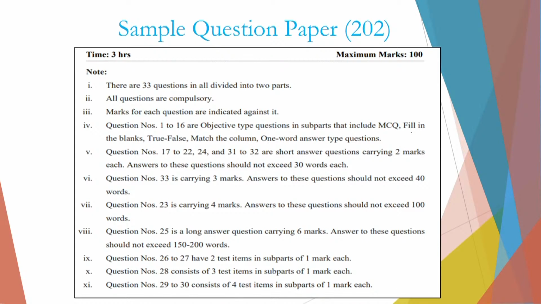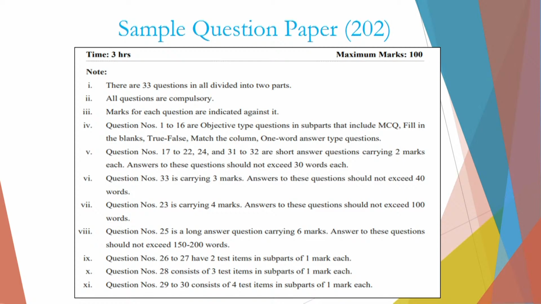Question numbers 1 to 16 are objective type questions in subparts that include MCQ, fill in the blanks, true false, match the column, one word answer type questions, and so on. Question numbers 17 to 22, 24 and 31 to 32 are short answer questions carrying 2 marks, that is the VSA, very short answer type questions. Answers to these questions should not exceed 30 words each.